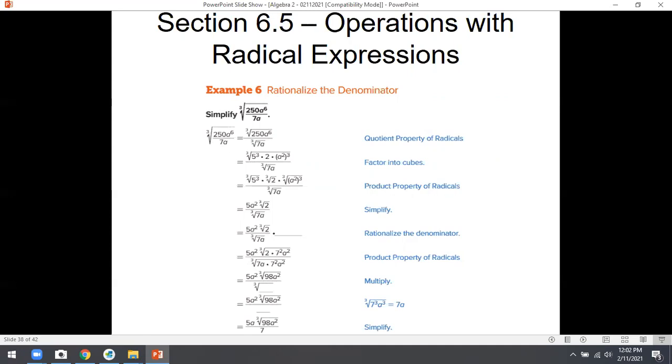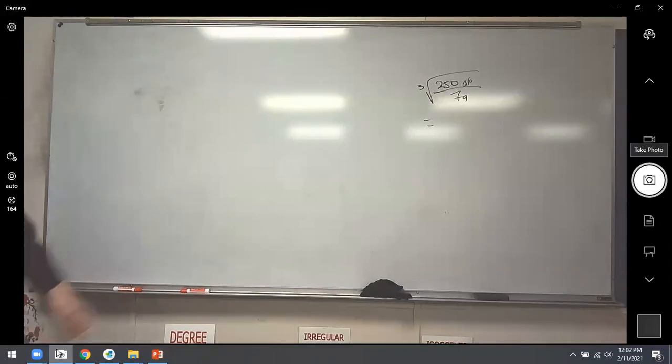Bell to bell today. Cube root of 250 a to the 6th over 7a. All right, so building on the skills from earlier in the lesson, I have something divided by something.